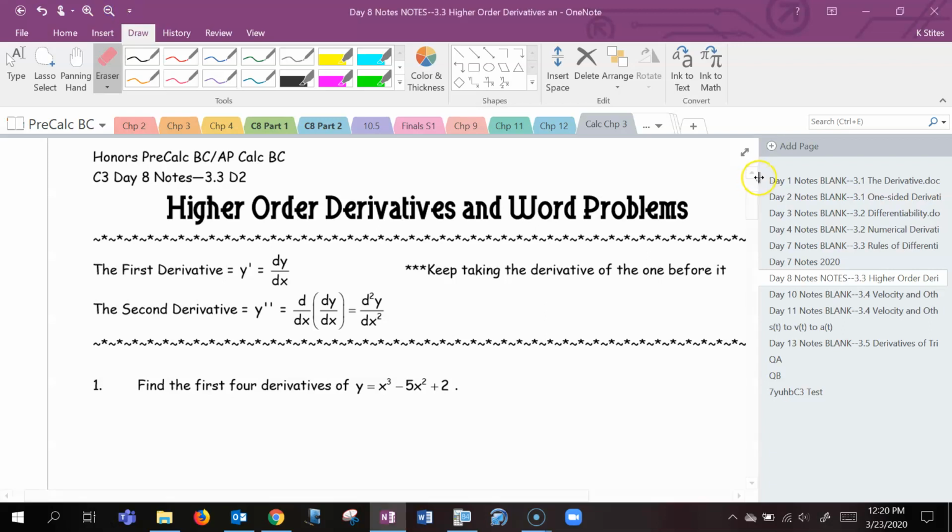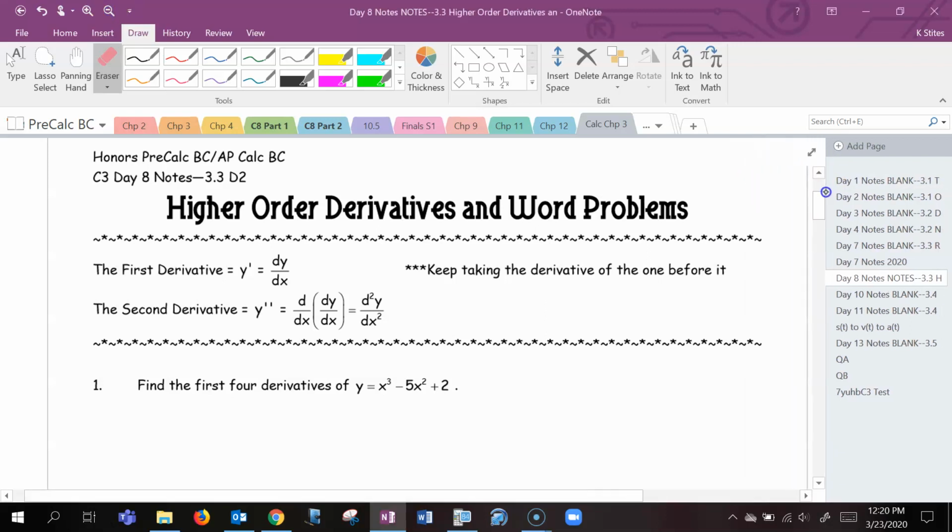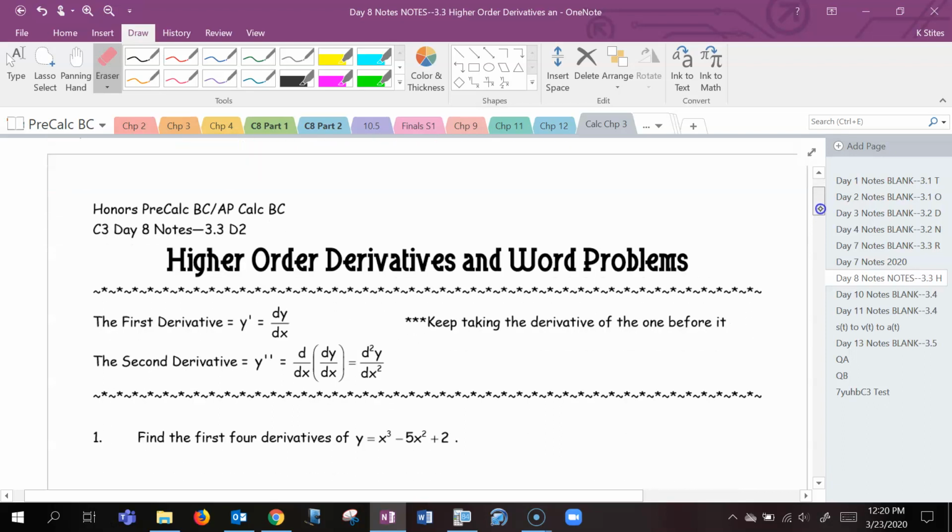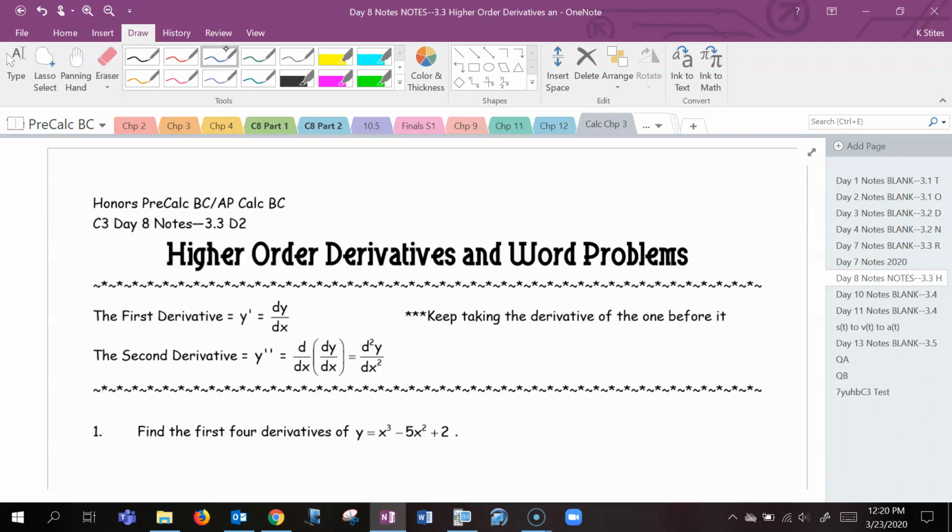Everybody. So today we are going to continue with higher order derivatives and word problems, because what is more fun than doing derivatives and word problems together in the same day? So what we're going to talk about first is taking the second derivative.